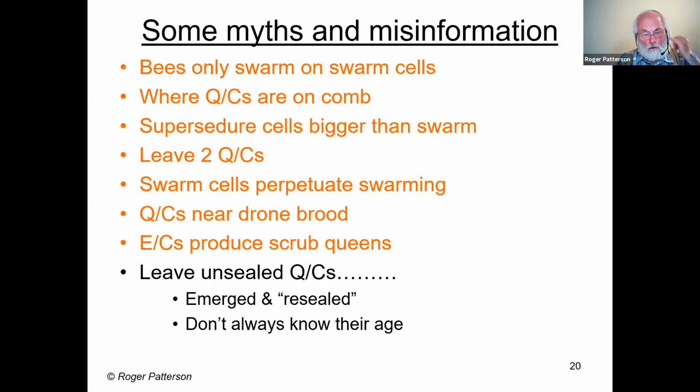I do, however, think it's quite a good idea to leave unsealed queen cells, because certainly with natural queen cells, you don't always know the age. And even as an experienced beekeeper, I can only guess within a day or so. An inexperienced beekeeper, obviously less so. So if you know it's unsealed, you know it's got at least 7 days to emerge. Therefore, it gives you extra time.